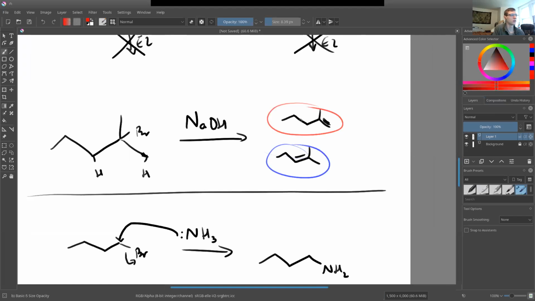Which of these two will it be, though? It'll be blue, and the reason it'll be blue is because this alkene has 3 substituents. This one up here has 2.